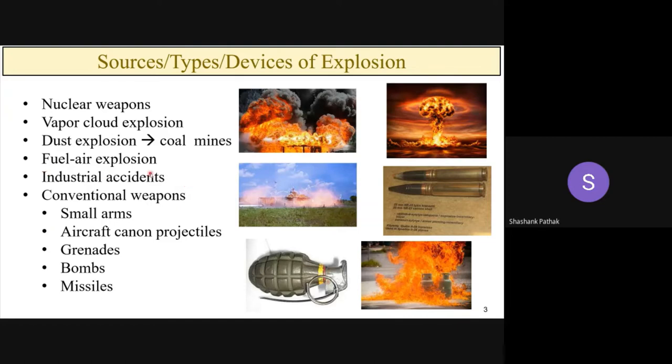Fuel air explosion, industrial accidents. Then there can be conventional weapons. For example, small arms, aircraft, cannon projectiles, grenades, hand grenades, bombs, missiles. So you see, these are different devices that have been used for creating explosion.